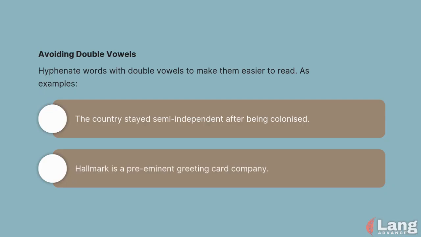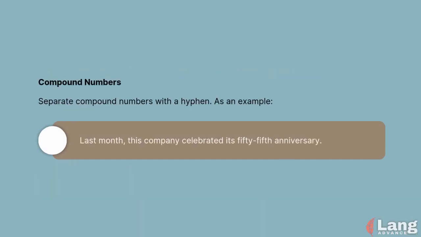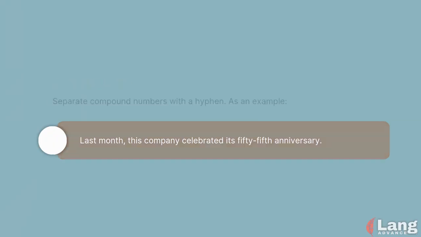Avoiding double vowels. Hyphenate words with double vowels to make them easier to read. As examples, the country stayed semi-independent after being colonized. Hallmark is a preeminent greeting card company. Compound numbers. Separate compound numbers with a hyphen. As an example, last month, this company celebrated its 50th anniversary.